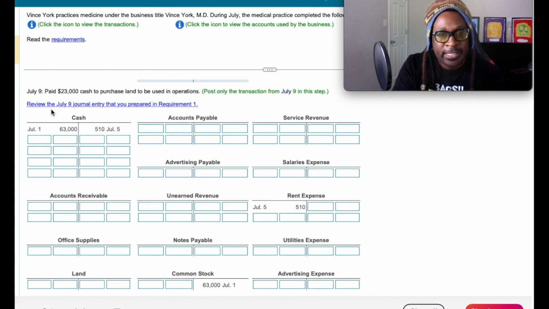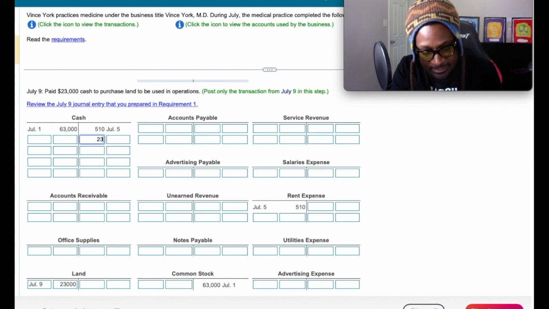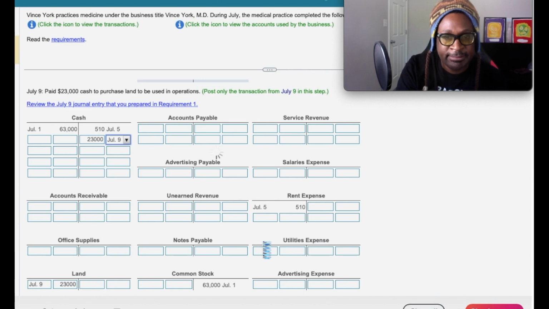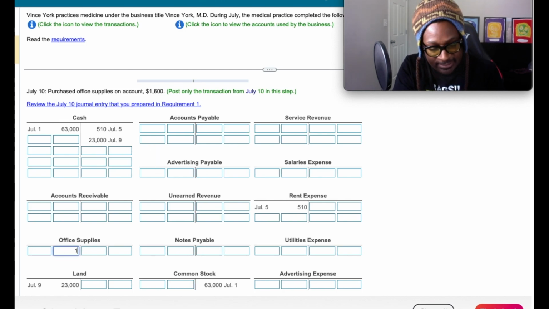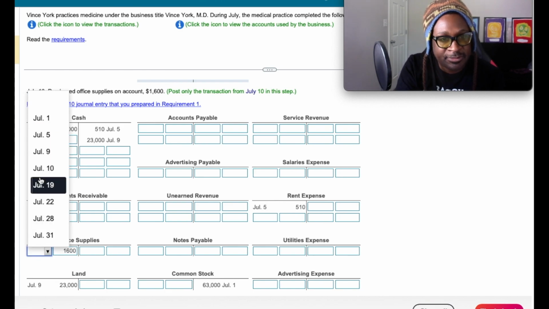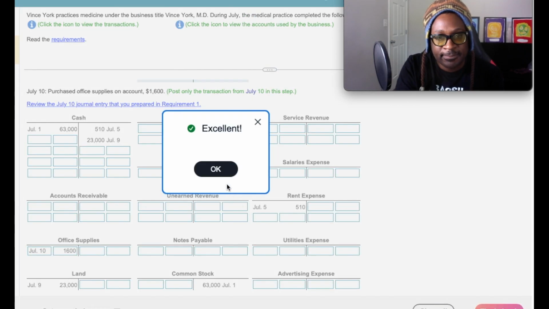Moving on, we then paid $23,000 cash to buy land. So we're going to debit land for the $23,000 and credit cash for the $23,000. Check our answer. Money all day. Next, we purchased office supplies on account for $1,600. So remember, we debited office supplies for $1,600 and credited accounts payable for $1,600. Check our answer. Excellent, gang.